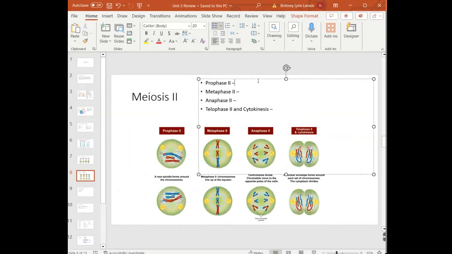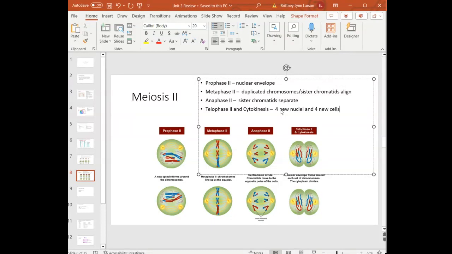We would see that in prophase, the nuclear envelope breaks down, but there's no crossing over, nothing crazy there. In metaphase, I'm going to have the chromosomes align, and these are duplicated chromosomes or sister chromatids. Let me put that in here. Sister chromatids align in the middle of the cell. In anaphase, the sister chromatids separate. And then in telophase 2 and cytokinesis, I get 4 new nuclei and 4 new cells.